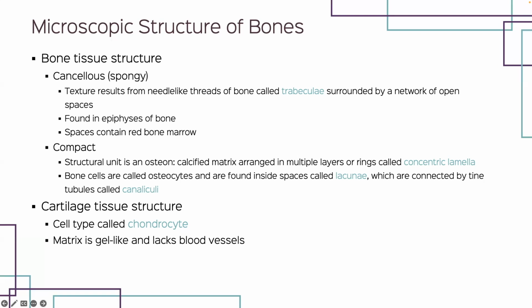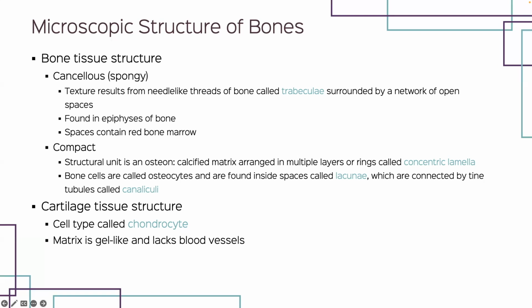As the name implies, our spongy bone contains many spaces, kind of like a bath sponge does. The cavities are filled with red or yellow marrow, and the beams that form the lattice of the spongy bone are called trabeculae.